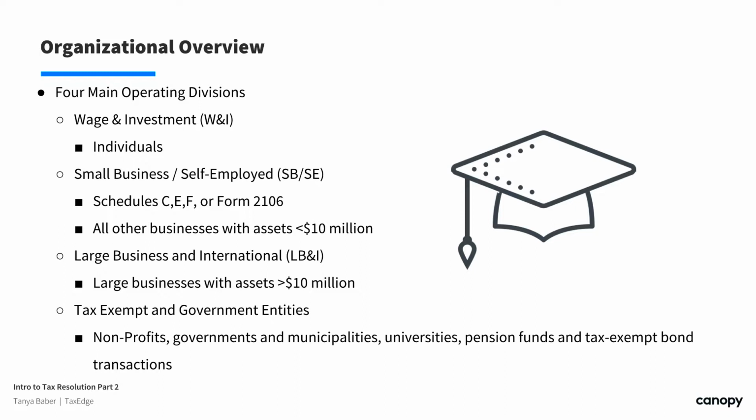So it's four main operating divisions. Which division you're going to be working with depends on who your taxpayer is. Wage and Investment, SBSE, all these are going to kind of guide what division you're working with.